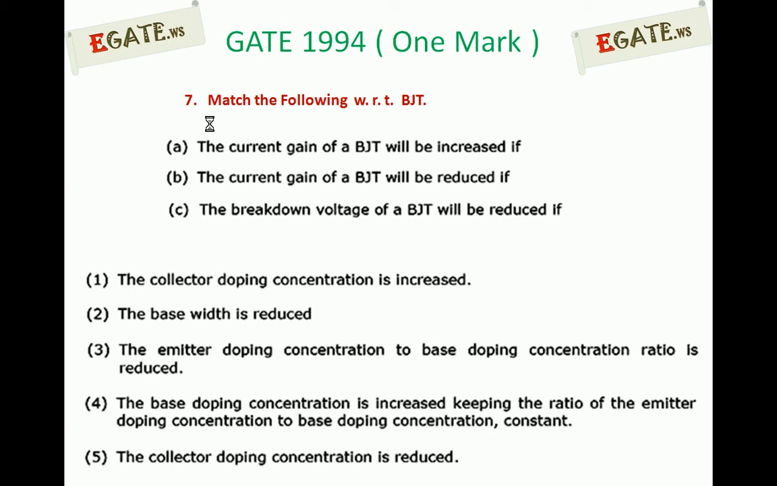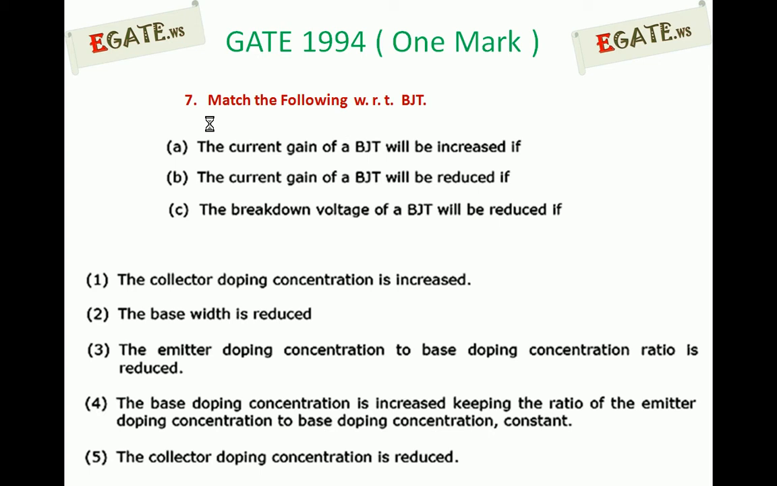First we will see the left hand side. On the left hand side there are three options, and on the right hand side there are 5 possibilities. We must match the left hand side with the right hand side. A: The current gain of a BJT will be increased. B: The current gain of a BJT will be reduced. C: The breakdown voltage of a BJT will be reduced.